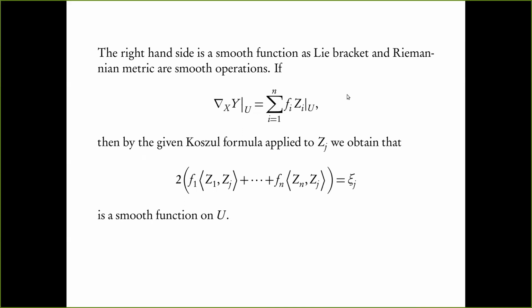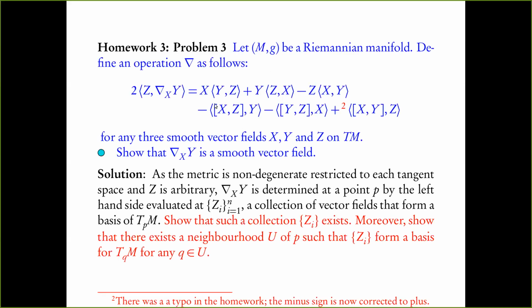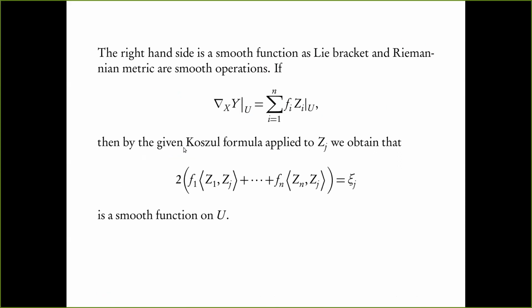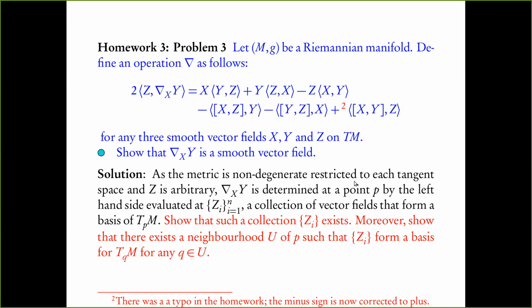So any vector field restricted to U can be written as functional linear combinations of the basis vector fields z1, z2, zn. Now if I, in the Koszul formula, put zj and take the inner product, what do I get? Remember, the fi's are going to come out. I'm going to get inner product z1, zj, dot, dot, dot, fn, zn, zj. Because this sum f1 z1 up to fn zn is precisely my gradient. So I just call them xij. So 2 xij. The 2 is there because I'm calculating 2 times zj times this quantity.